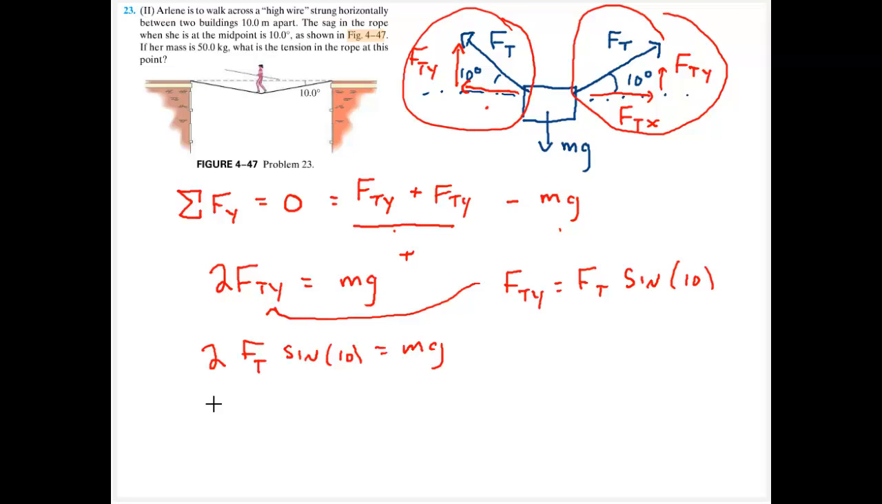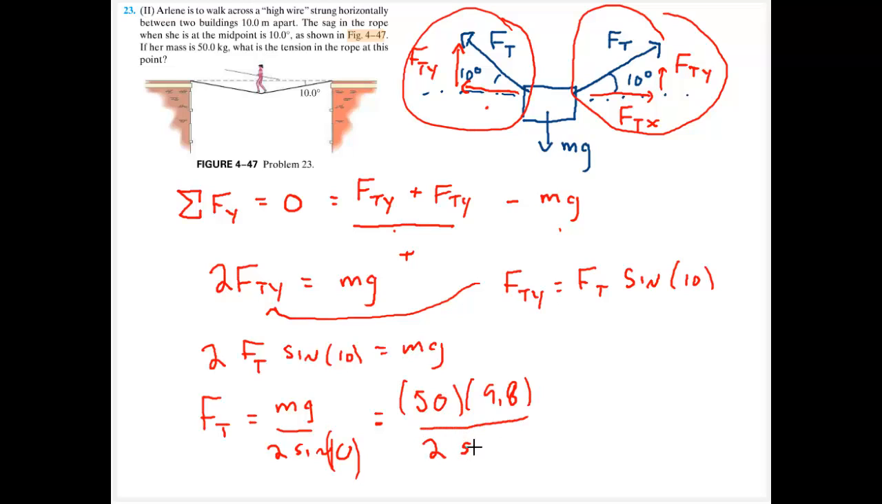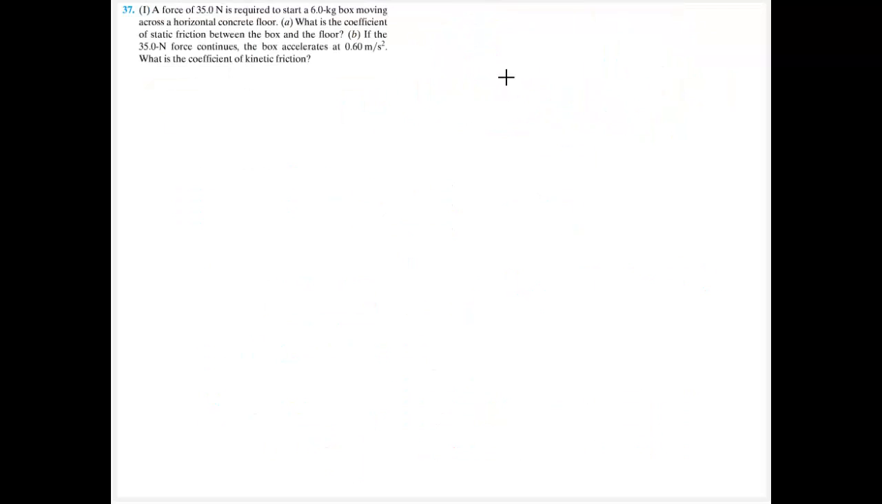I'm going to divide both sides by 2, divide both sides by sine of 10. Force of tension is going to be equal to mass times gravity divided by 2 sine of 10. So I know that the mass is going to be 50 kilograms. I know gravity, 9.8 meters per second squared. Got my 2 and I got my sine of 10. And I'm going to end up with 1410 newtons.